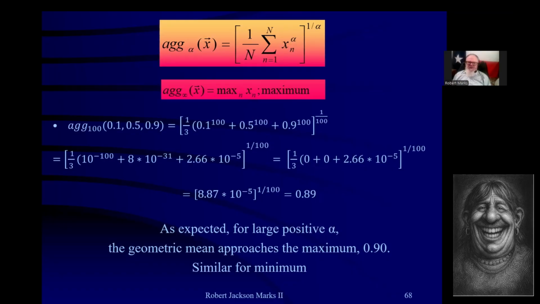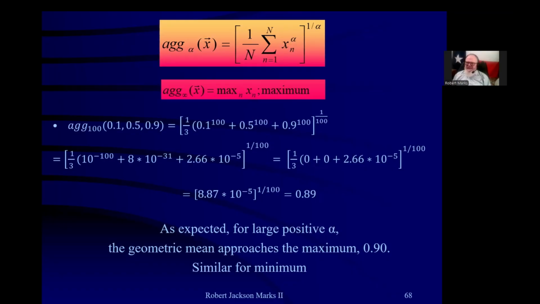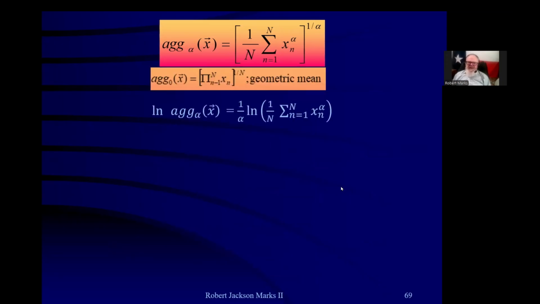And the other thing I wanted to show was the geometric mean, because I think this is the most interesting aspect of the aggregation operator. That for alpha equal to 0, you get the geometric mean. That is, you multiply a bunch of numbers together, and then you take the nth root of that. That's the geometric mean.